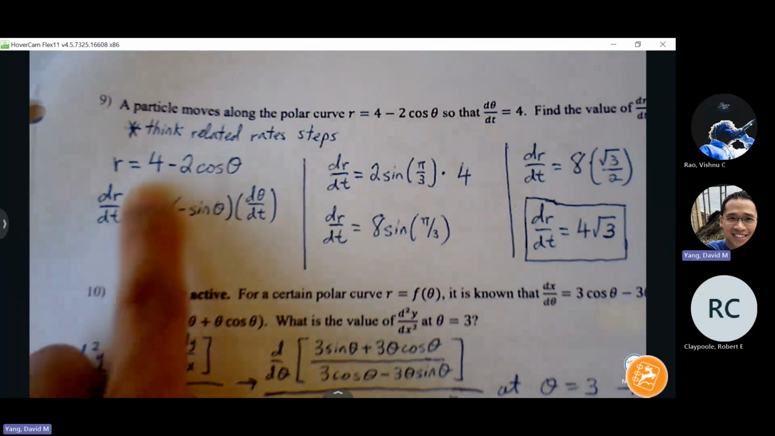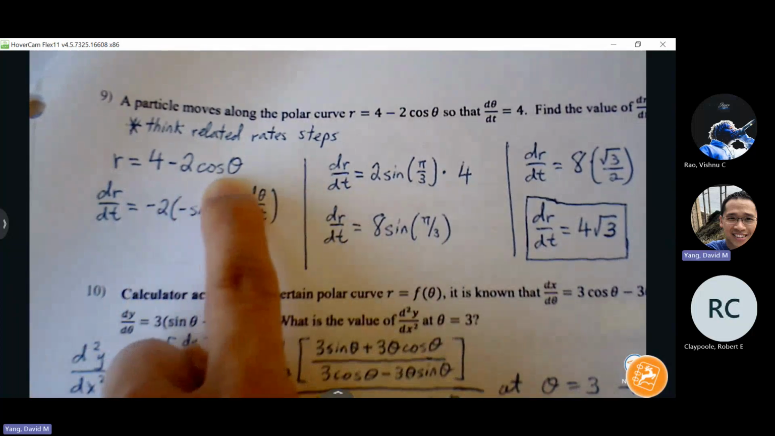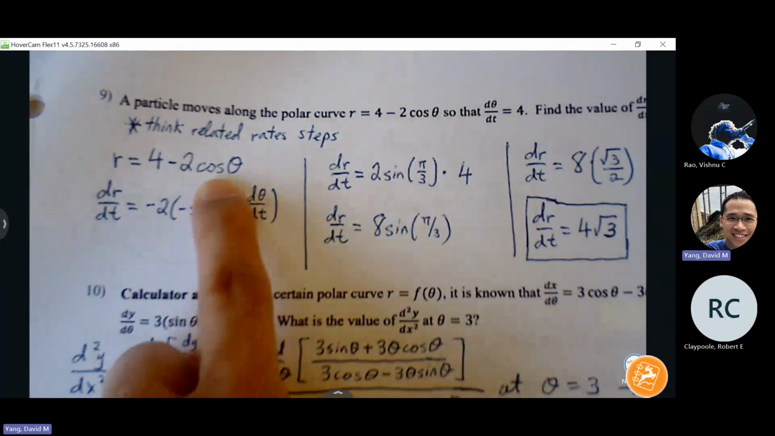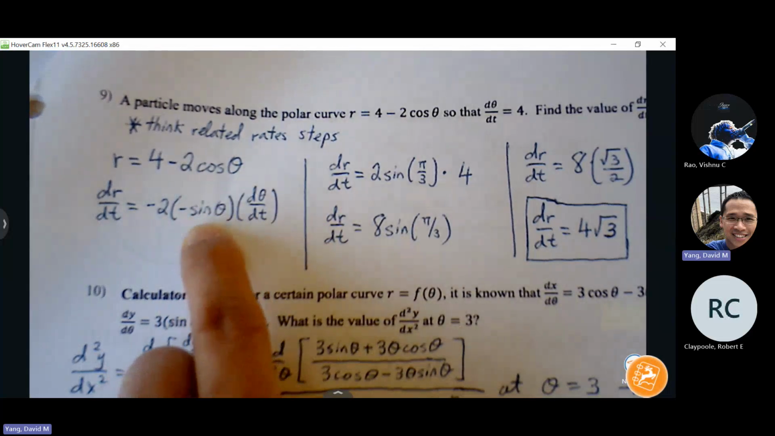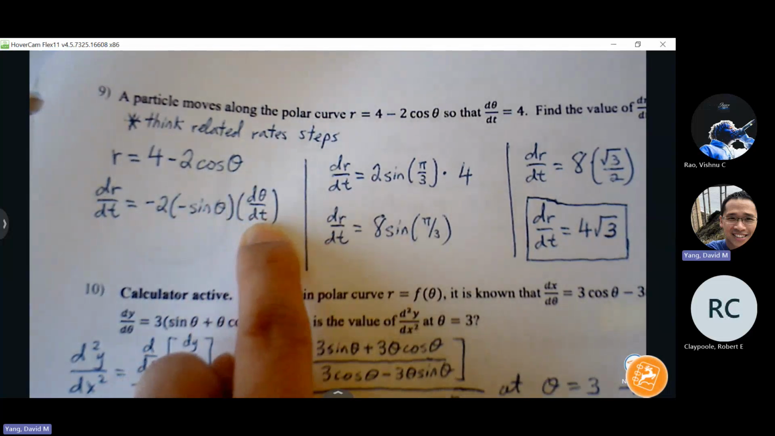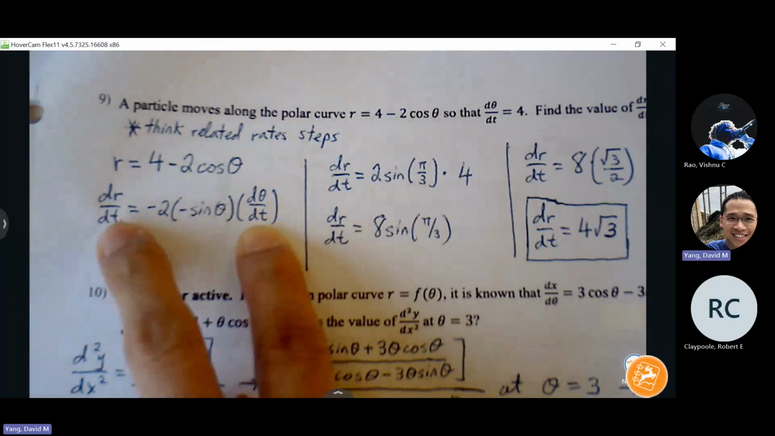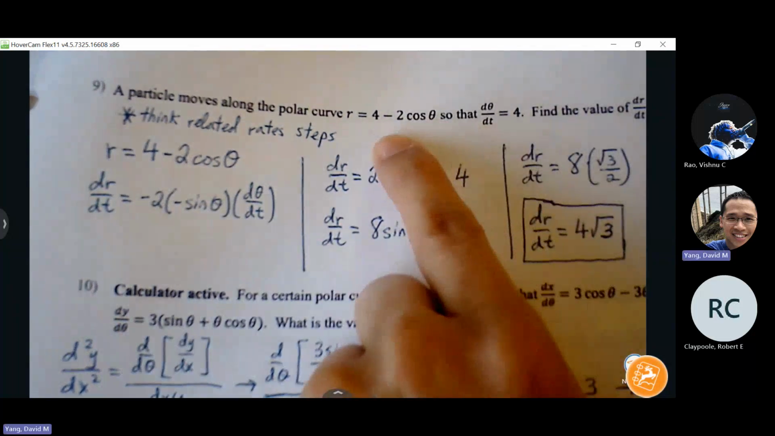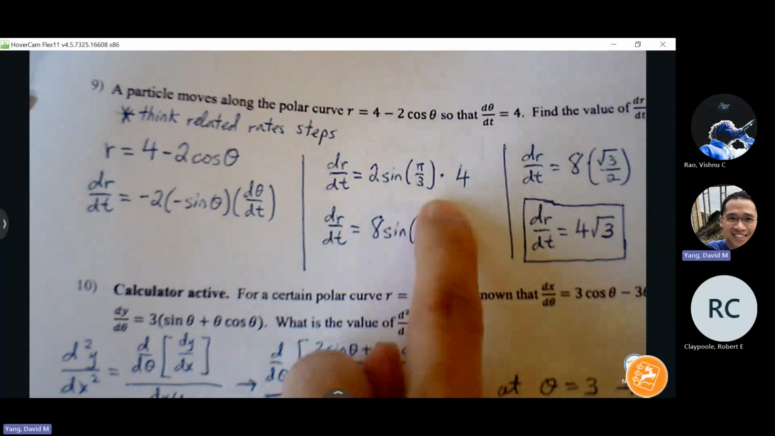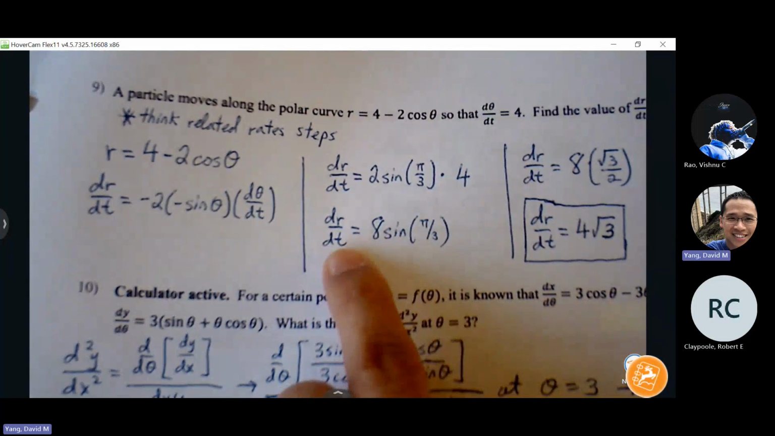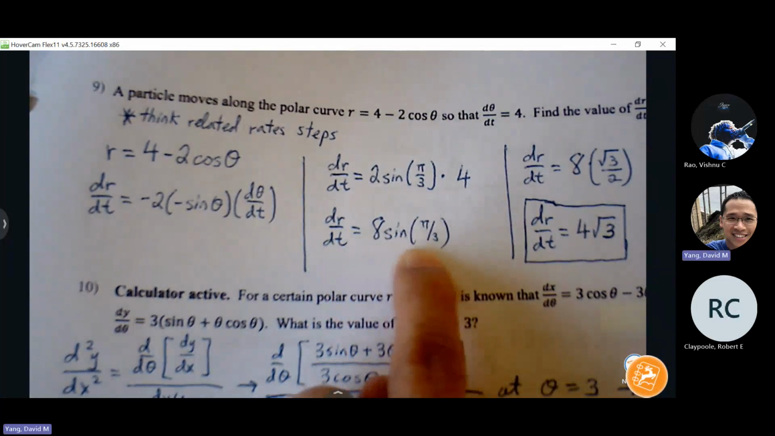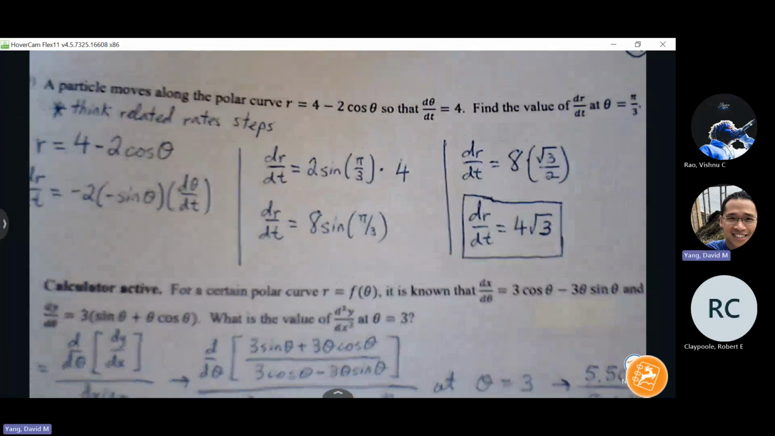So r becomes dr dt, 4 becomes 0. Negative 2 cosine theta, the negative 2 stays. The cosine becomes negative sine. And then we find the derivative with respect to time, so d theta dt. Okay. So d theta dt is 4. We make that substitution. And then we're just trying to solve for dr dt. Unit circle values, sine of pi over 3 is just √3 over 2. So 4√3.